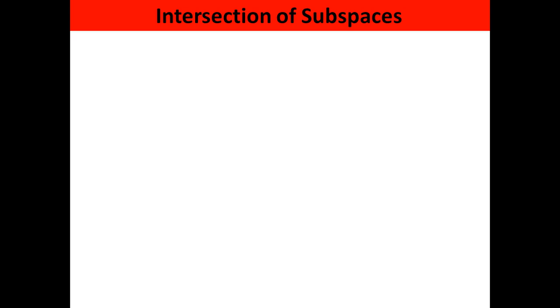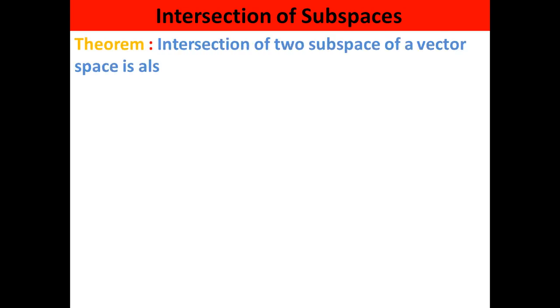At first I give a theorem about the intersection of two subspaces. The intersection of two subspaces of a vector space is always a subspace of that vector space. The intersection of two subspaces of a vector space is also a subspace of that vector space.